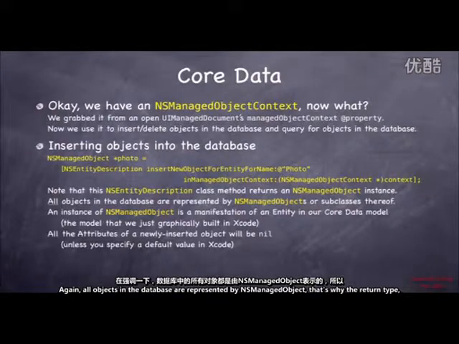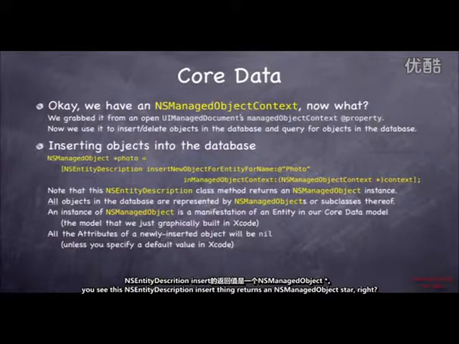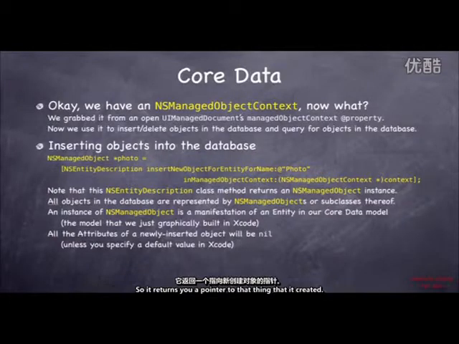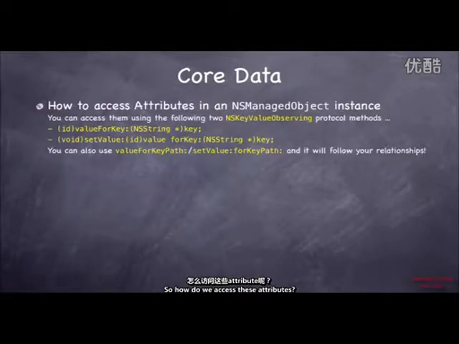Again, all objects in the database are represented by NSManagedObject. That's why the return type, you see this NSEntityDescription insert method returns an NSManagedObject star, right? So it returns you a pointer to that thing that it created. And now that we have it, though, we need to set all its attributes and such. So how do we access these attributes?